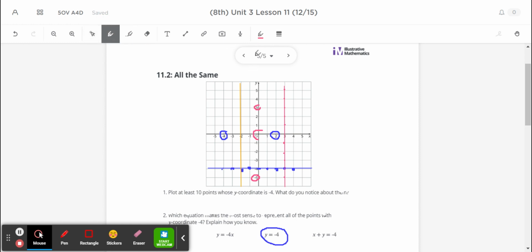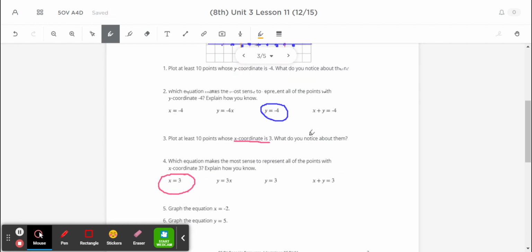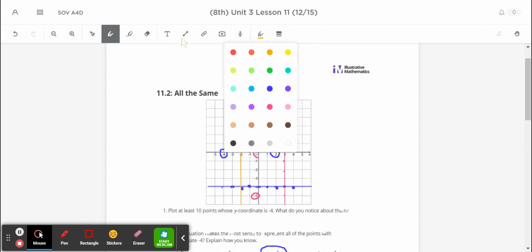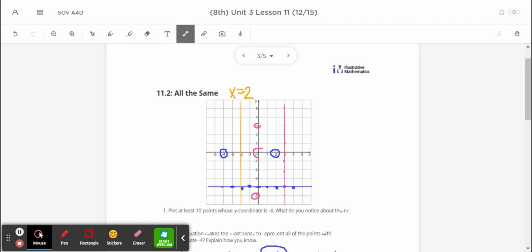So this orange line that I just drew represents the equation x equals -2, because every single point that falls along the line has an x coordinate of -2. And then my second equation is y is 5. And so this time we'll have a horizontal line that simply runs through the y coordinate of 5. And every single point that falls along this line will have a y coordinate of 5. So y equals 5.